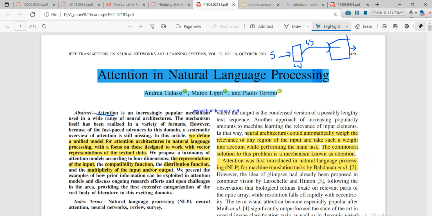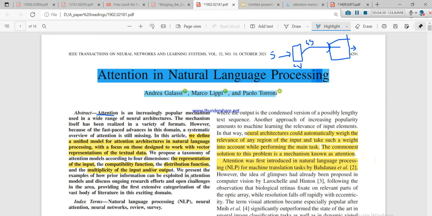Another thing is they have proposed a taxonomy of attention models according to four dimensions. What are these four dimensions? They are the representation of the input, the compatibility function, the distribution function, and the multiplicity of the input and the output. These are the four dimensions on which the taxonomy of the attention model is based.